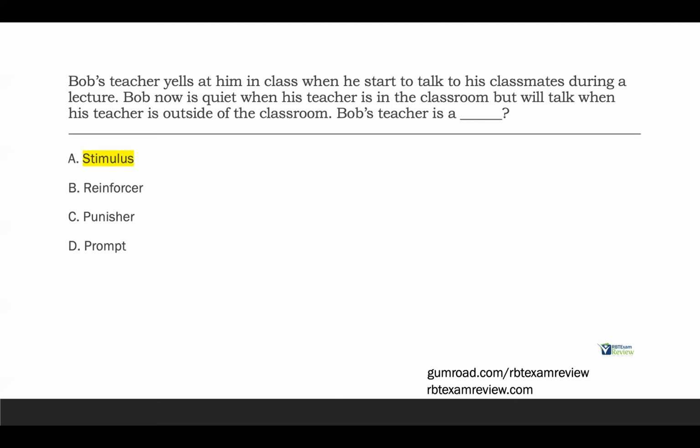Always figure out what the question is asking you and answer that, okay? The yelling is the punisher. Bob's teacher is simply the stimulus, okay? It's not a reinforcer because the behavior decreased, and it's not a prompt, right? Because Bob's teacher isn't a prompt, right? It's just the stimulus, okay? So do that question a couple of times if you don't understand where I'm coming from. Hopefully you do, okay? The most important takeaway here is to understand you want to answer what the question is asking you, which in this case is about what is Bob's teacher.